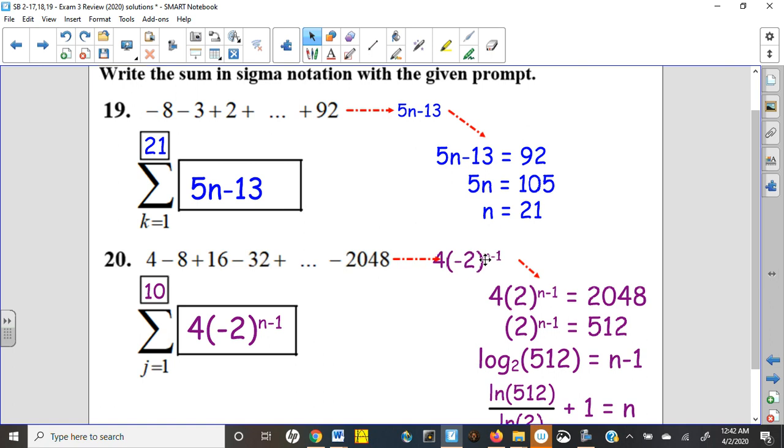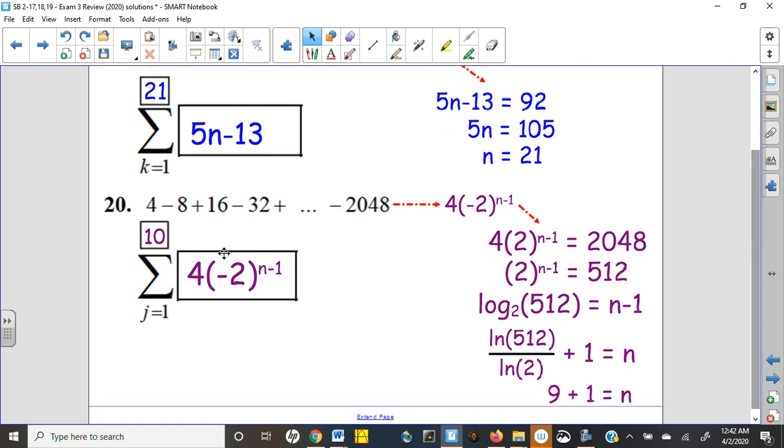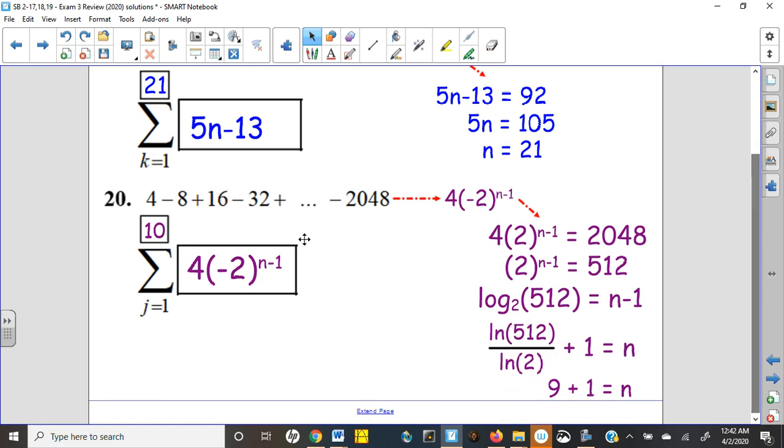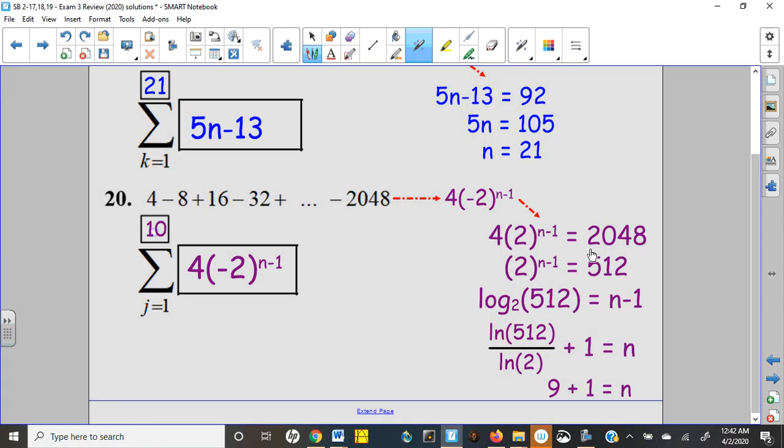Now I need to know how many terms there are. These problems didn't actually ask us to find the sum or evaluate the series, but they did want us to write the sum in sigma notation. And that means we need to know how many of these terms there are. We know we start at 1, but how far out do I go? So where does this 10 right here come from? This is the work that you have to do to figure that out.